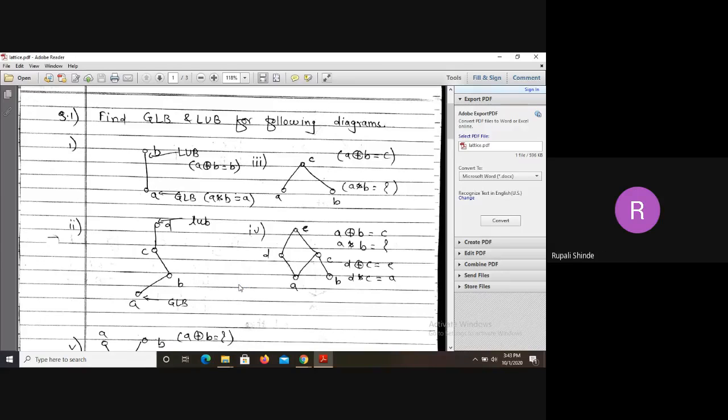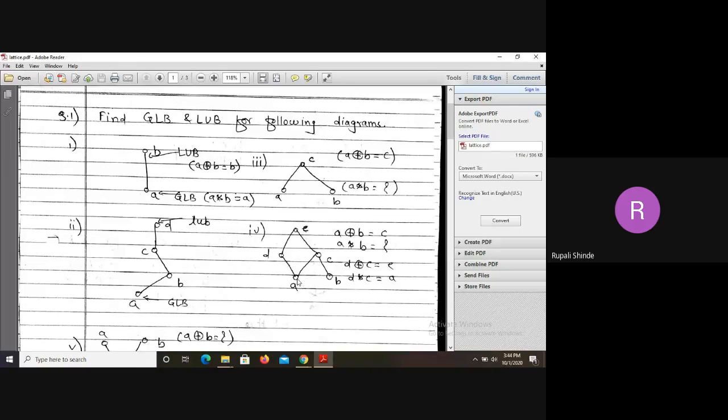Yes, ma'am. Okay, good. Now check for the fourth diagram. Here again, for each and every pair of elements we have to check whether there is a greatest lower bound and least upper bound. Now check for elements B and C. For these two elements, the greatest lower bound is A and the least upper bound is E. So for this, we have found both the elements.